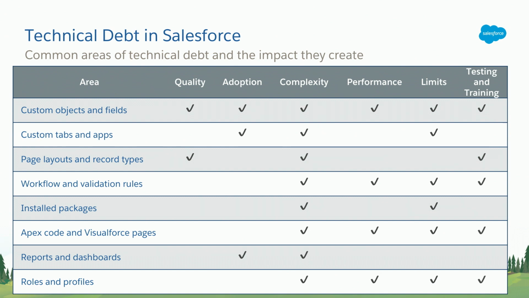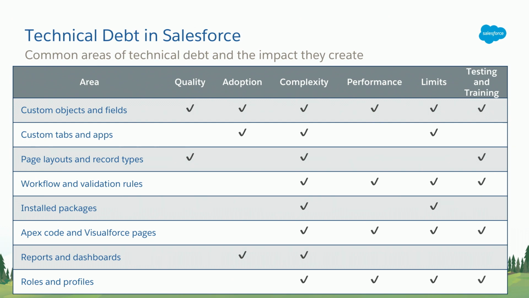Roles and profiles, again, this is more admin focused. It really can increase complexity and having you maintain security rules between the roles and profiles. It also can affect your limits. And also, it really hurts you when you try to go and test and train. If you have a lot of different roles and a lot of different profiles, you have to do a lot of different testing and regression testing every time you go to deploy on Salesforce. So those are some of the key areas of technical debt in Salesforce. It's certainly by no means the limit. It's just the beginning of those areas.